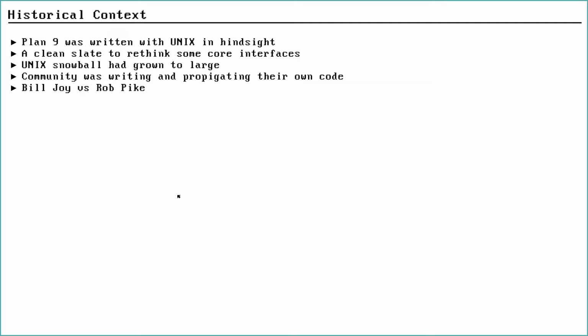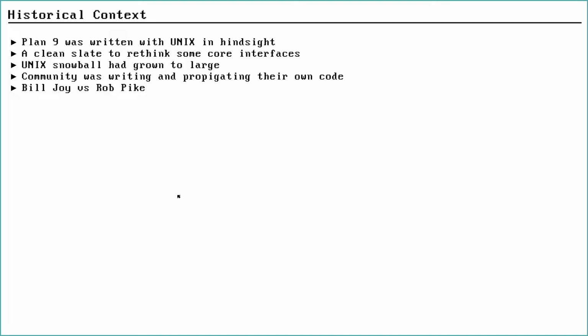Okay, let's walk it back. With this, we don't have to make any promises of compatibility. We don't have to do any of this extra work. Let's just try to get this right again. And the reason why this was important, and why they couldn't do this in place with Unix, has to do with how the community at large around Unix had been going at the time.